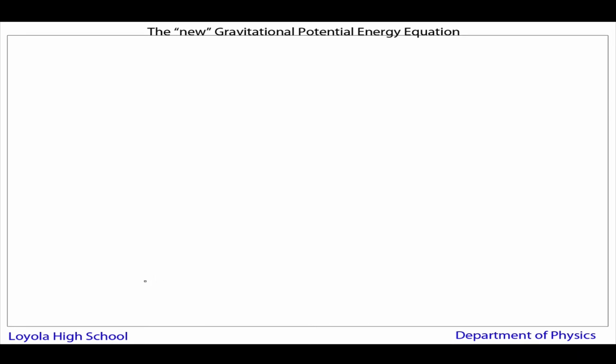In this video, I am going to talk about the new gravitational potential energy function that you use when dealing with situations where you're very far from a planet using Newton's universal law of gravitation, as opposed to when you're close to the Earth, which is called the old method. So let's compare the two.